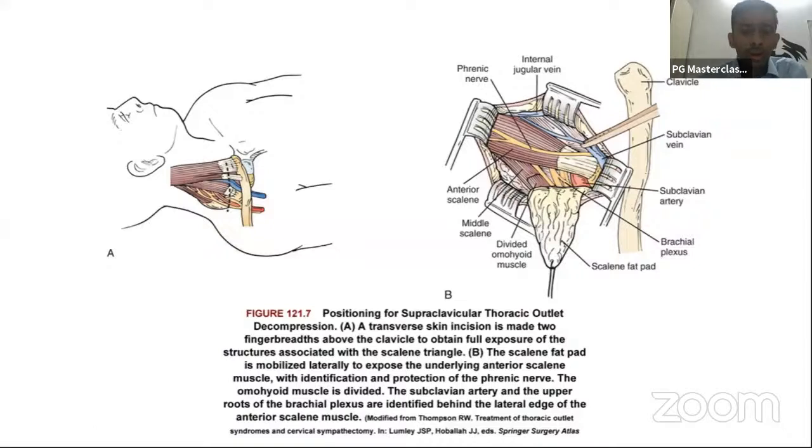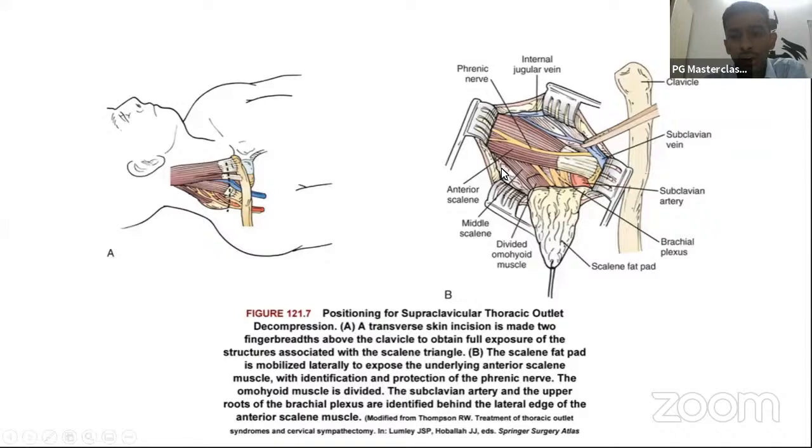So now a little bit in detail about the supraclavicular approach for thoracic outlet decompression. As you can see in figure A, these are the structures here with the muscles, the vessels, and the nerves as I have described previously. The patient is positioned as described, and a transverse skin incision is made two finger breadths above the clavicle, and the scalene triangle is exposed.